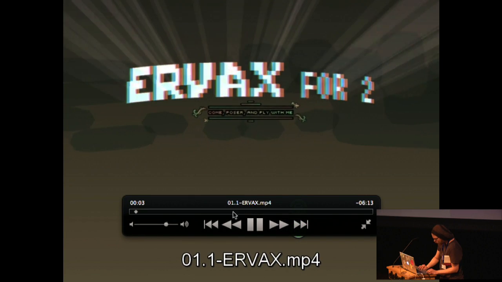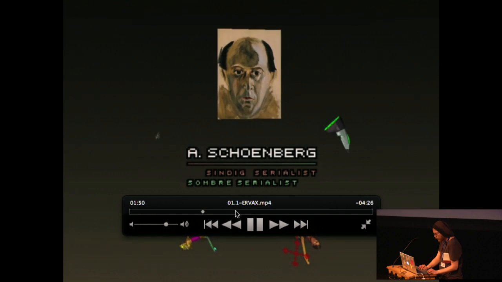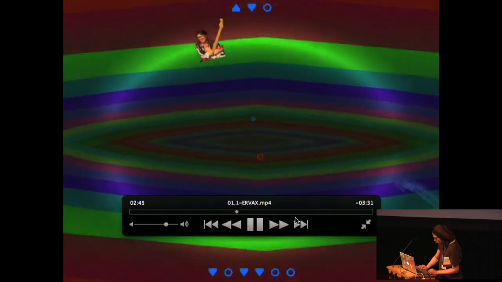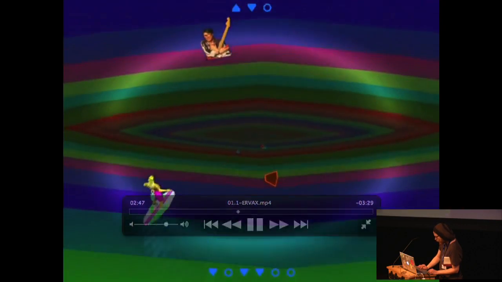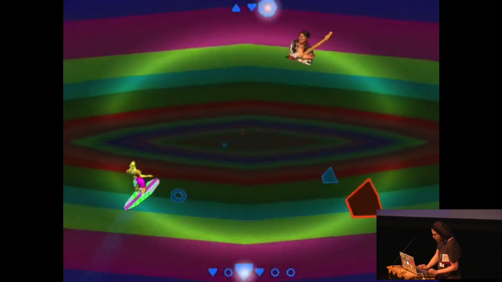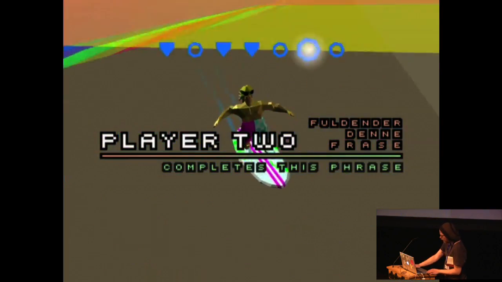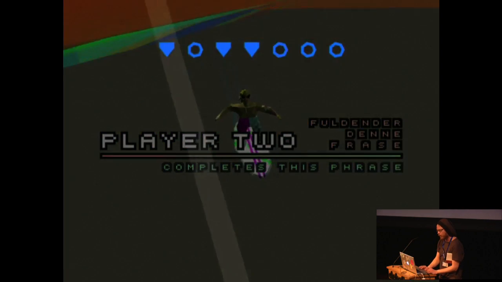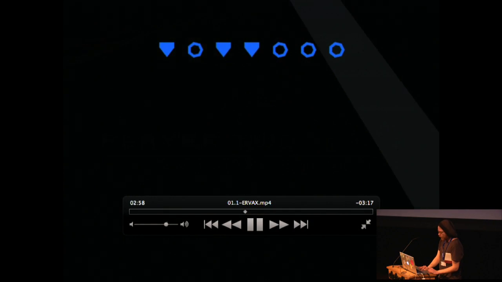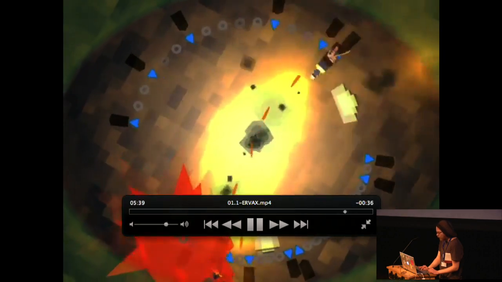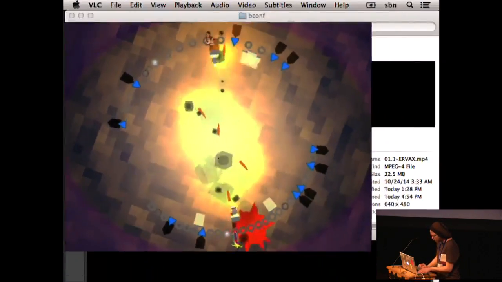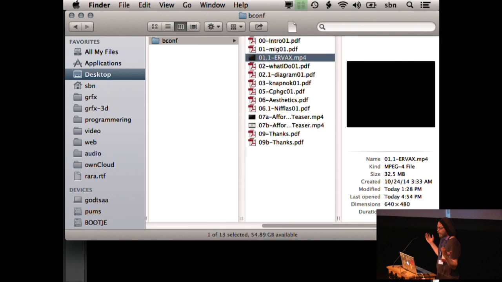Yeah. And it plays like this. Here we see character selection. And here we have Hank Marvin playing against Surfer Dude, and they are generating this serial music in the Schoenberg tradition, right? You get to do that for a while, and then after a while you have this versus game where you try to deconstruct the composition again with laser guns, right?